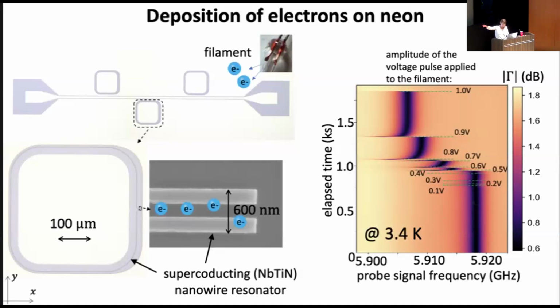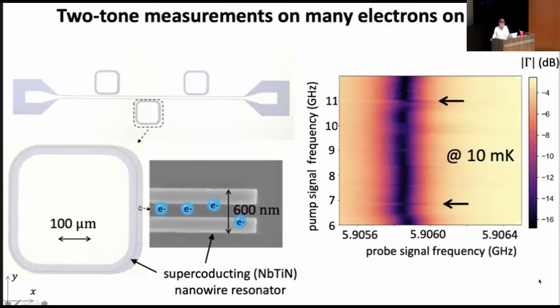So this is our experimental data. We are measuring the resonance frequency of the superconducting nanowire resonator. By varying the amplitude of the voltage pulse applied to the filament, we observe the shift in the resonance frequency of the superconducting nanowire, indicating that more and more electrons are deposited on the neon.